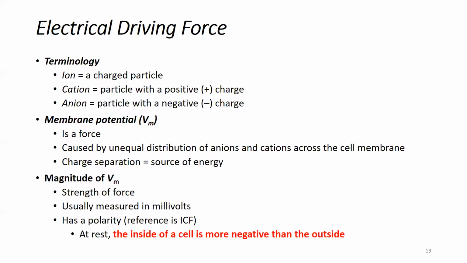It means that there's more negative charge in the cell, right? And more positive charge outside the cell. So this creates a negative environment inside the cell, and that is the membrane potential, right? So things are going to want to move, or anions are going to want to move from the inside of the cell to the outside of the cell, and that's the electrical driving force that's created.